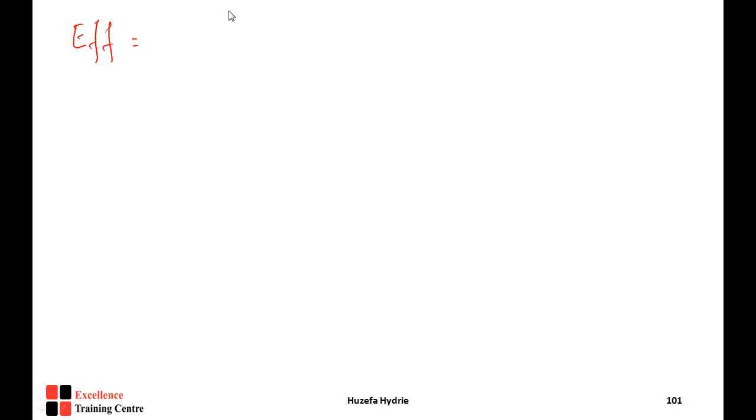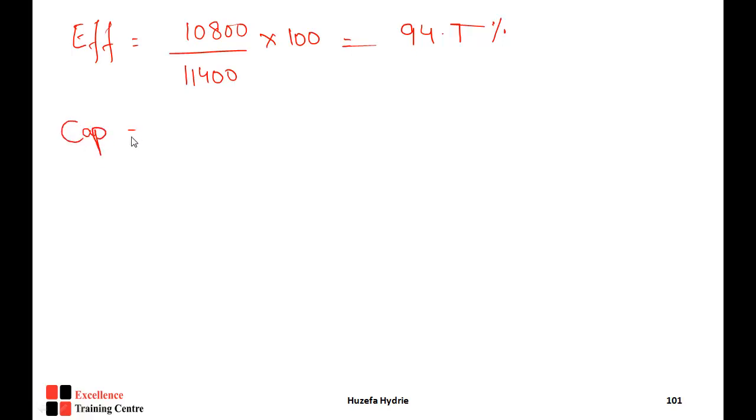So, standard hours are 10,800 and actual hours are 11,400 multiply by 100. So, 94.7%. Okay. The next one, the data is given for two questions, the same data. So, what is the labor capacity ratio? That is actual, which is 11,400, divided by budgeted 12,000, multiply by 100. 95%.